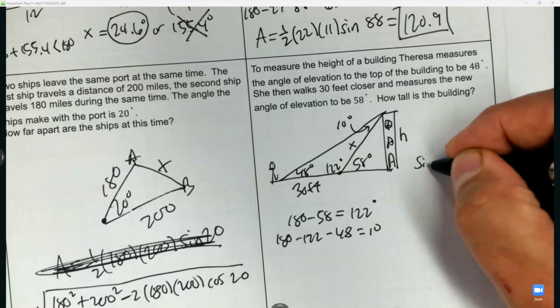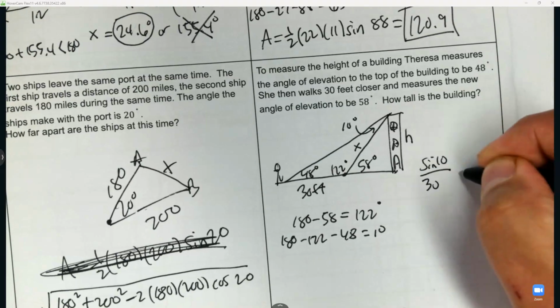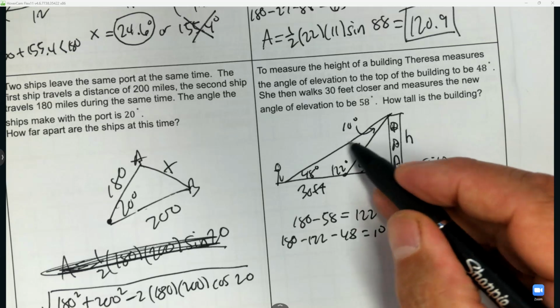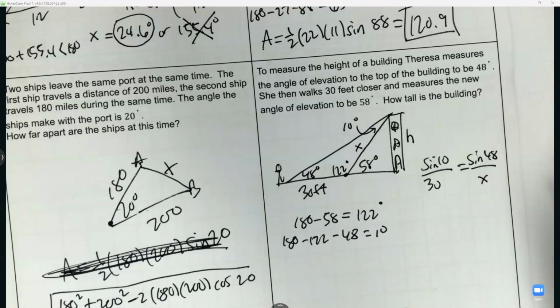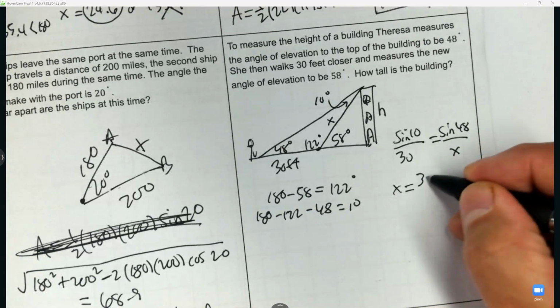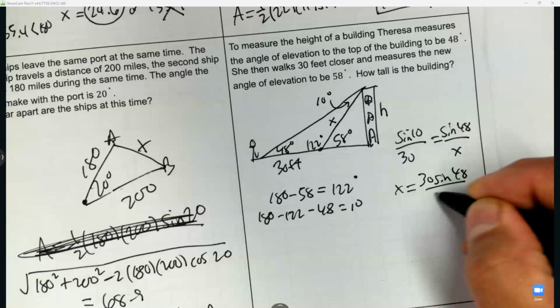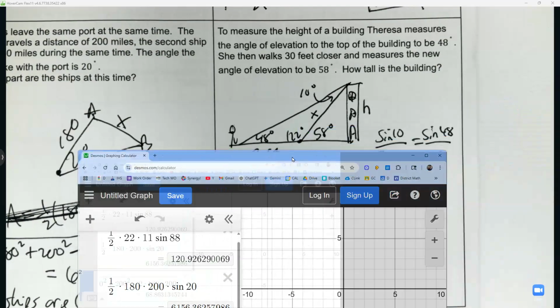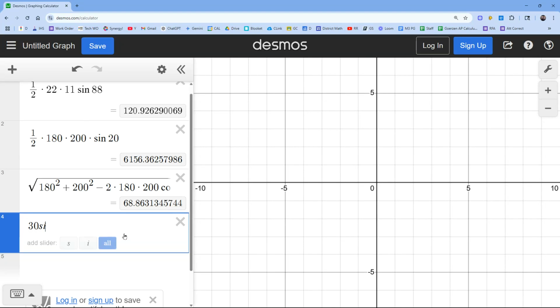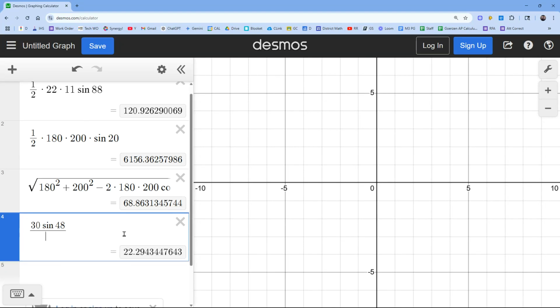So now I'm going to write sine 10 over 30, and then to find x, the angle opposite of x is 48, so sine 48 over x, and then I'm going to solve it. So I'm going to go 30 times sine 48 divided by sine 10. That's step one. So I'm going to take my calculator, 30 sine 48 divided by sine 10. So that missing side there is 128.3 or 128.4.